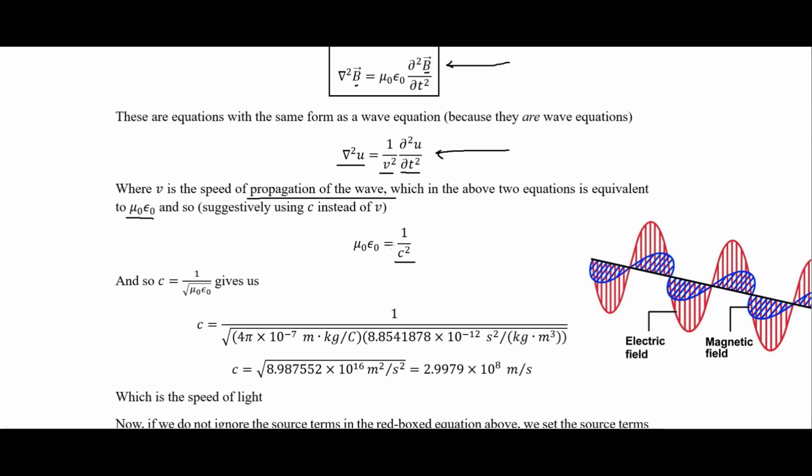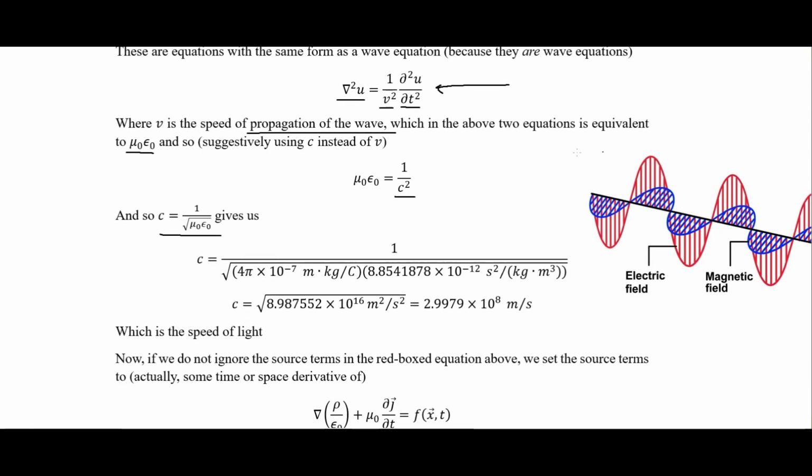So 1 over c squared, which if we do a little algebraic manipulation, we see ends up being this. And if we actually put those two constants in for mu sub naught and epsilon sub naught, we get this right here. Then when we actually calculate that out, we end up with this, which is the speed of light. The speed of light just comes right out of Maxwell's equations.